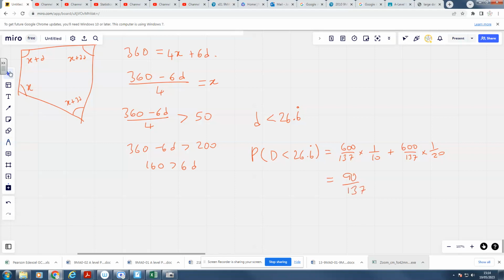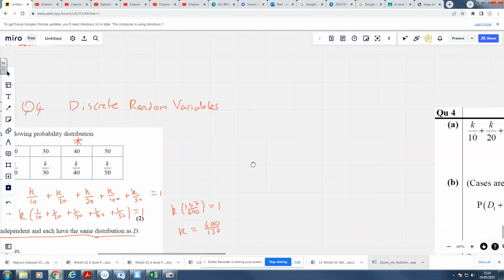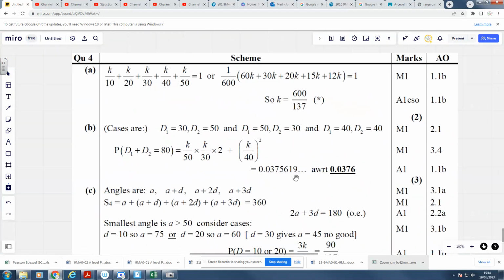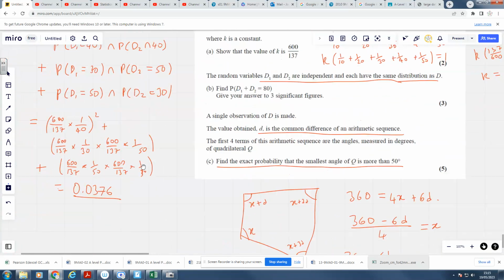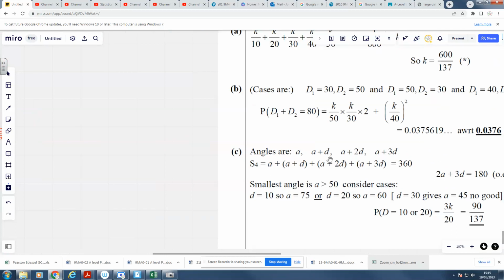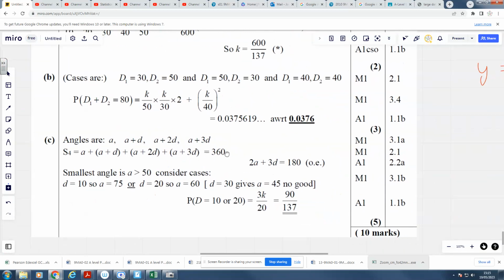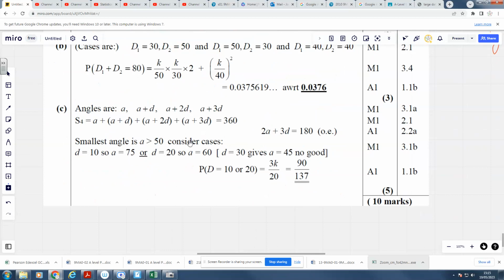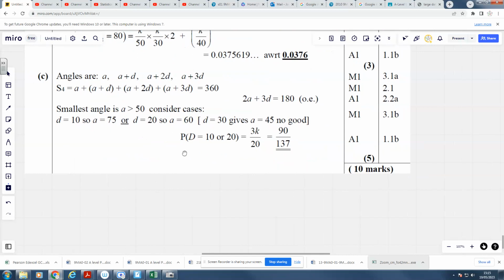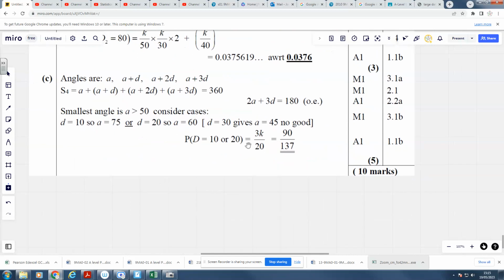Okay, let's check those because, always check, yeah? Always check your answers. It's just good habit. Okay, yeah, this is fine. We got 0.0376. I did that one. Slightly nervous about that. There was a lot going on there. And then, okay, how did they do it? Consider cases. Okay, yeah, they didn't do it with inequalities. There we go. But my way's pretty sure it's perfectly valid. I ended up with 90 over 137, so I'm happy with that.